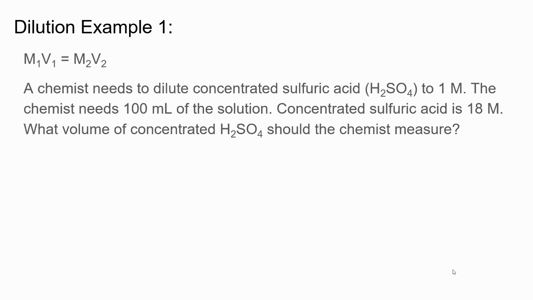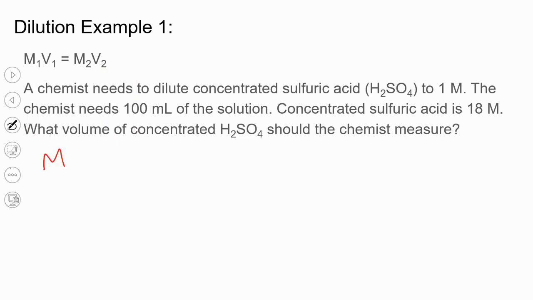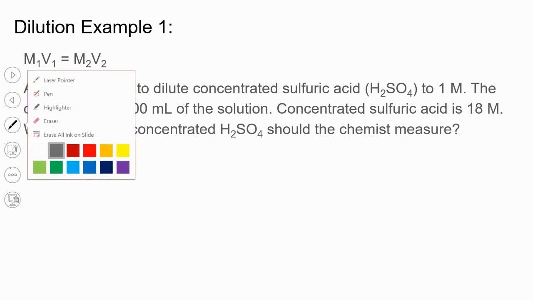This is really common with acids because acids come really concentrated. Sulfuric acid is 18 molar, hydrochloric acid comes as 12 molar. Nitric acid, I think, comes as 36 molar. So we need to figure out which goes with which. It says the chemist needs 1 molar, so that would be M2. M2 is 1 molar. That's what we want to end up with.